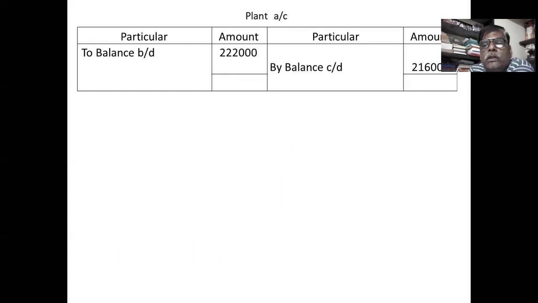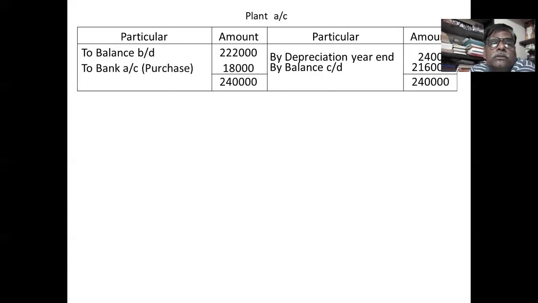And depreciation given in the adjustment is 24,000. You write by depreciation. This is the information related with plant. And close the plant account and ascertain the balance or difference. So 2,40,000 is the total of the account. Difference goes to purchase of asset. So write to bank, in the bracket you write purchase. The difference is 18,000. 18,000 is called as purchase and this is the application.